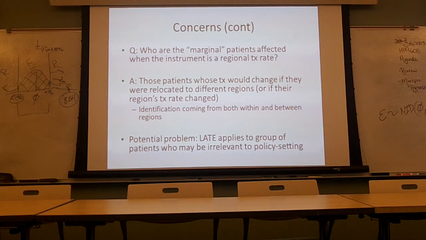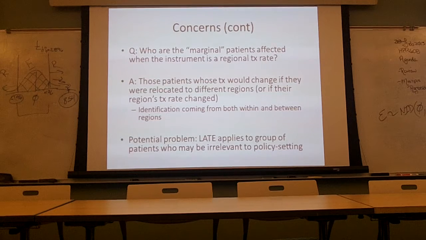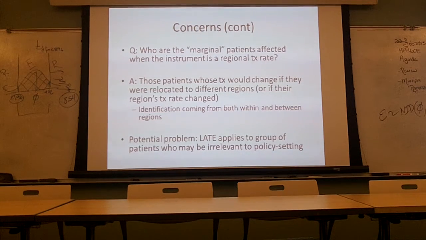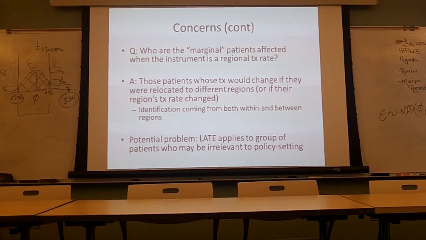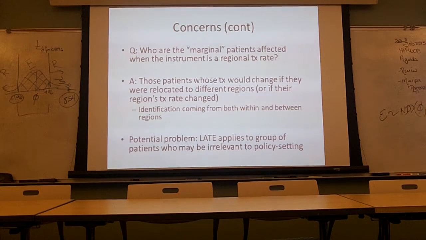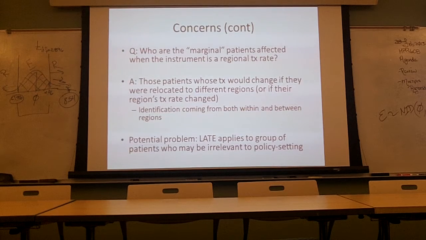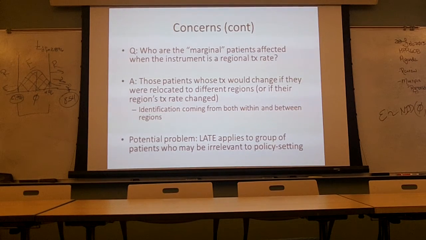Another set of concerns is: who is the marginal patient being affected by this particular instrument? We've got regional CAF rates, so we're talking about not the people who would have gotten CAF no matter where they lived, not the people who would not have gotten CAF no matter where they lived, but the people for whom, if they're in a high-use market, would get CAF, compared with the same person who was somehow transported to a market in which the CAF rate was low. That is, the marginal patient is one who, by moving markets from low to high use, would go from not getting CAF to getting CAF.